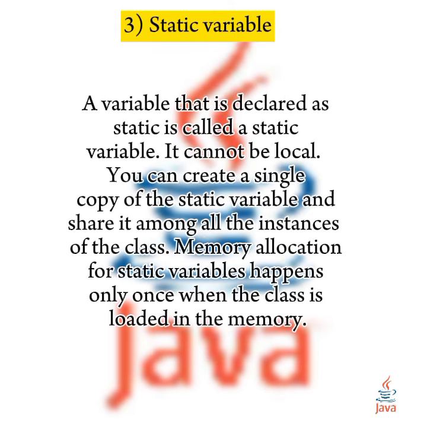A variable that is declared as static is called a static variable. It cannot be local. You can create a single copy of the static variable and share it among all the instances of the class. Memory allocation for static variables happens only once when the class is loaded in the memory.